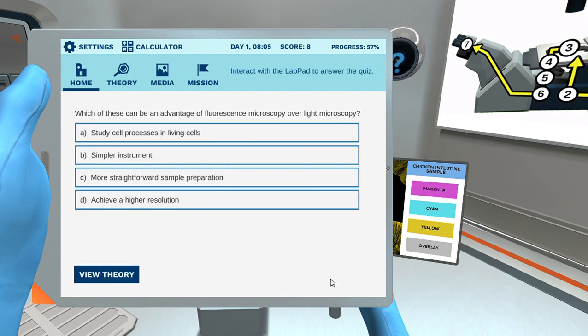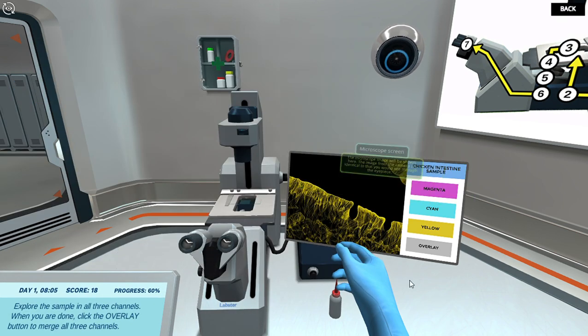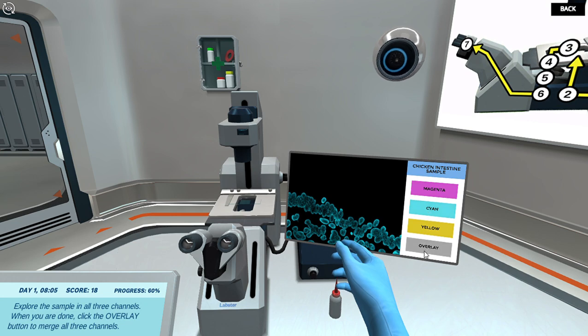Which of these can be an advantage of fluorescence microscopy over light microscopy? Option A, study cell processes in living cells. Option B, compared to light microscopy, with fluorescence microscopy, it is easier to explore the sample in all 3 channels. When you are done, click the overlay button to merge all 3.